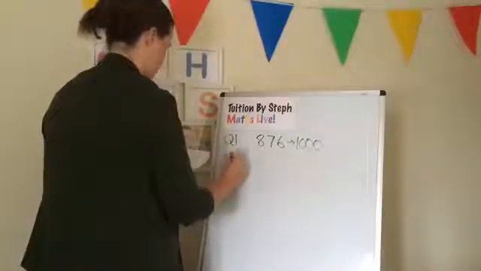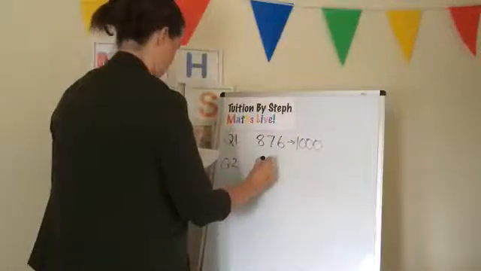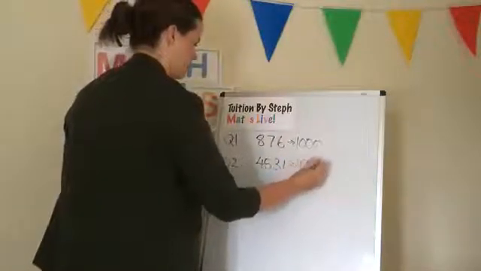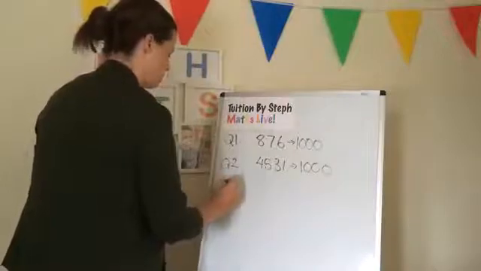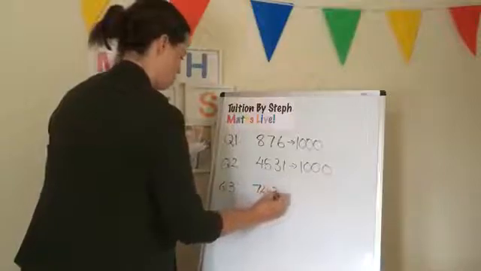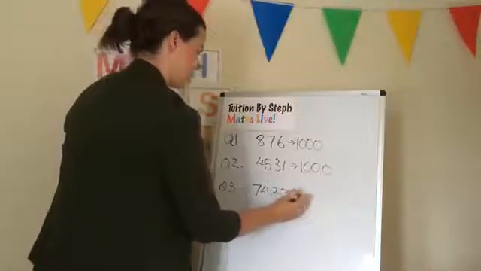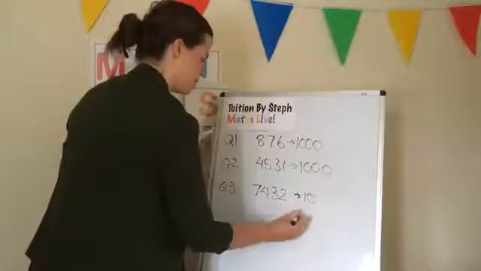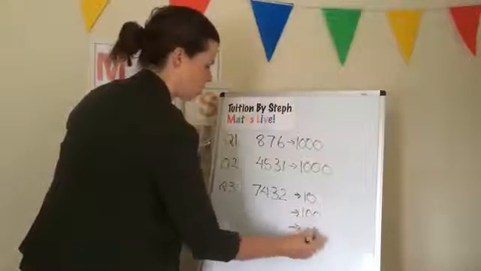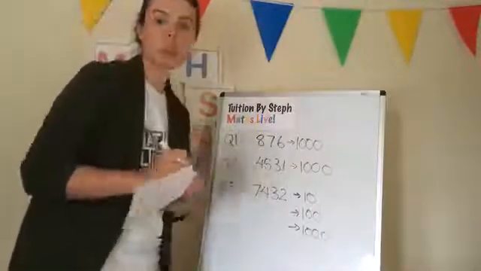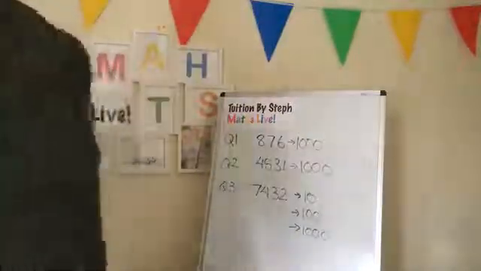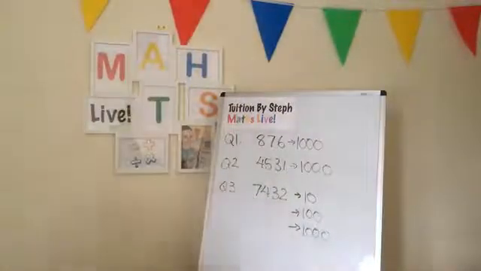Question 2. We want 4,531 to the nearest thousand. And question 3. We want 7,432 to the nearest 10, 100 and 1,000, so 3 lots. If you haven't already had a go at those, do it now. If you have already done it, check your answers. Check your answers, you don't want to make an easy mistake.